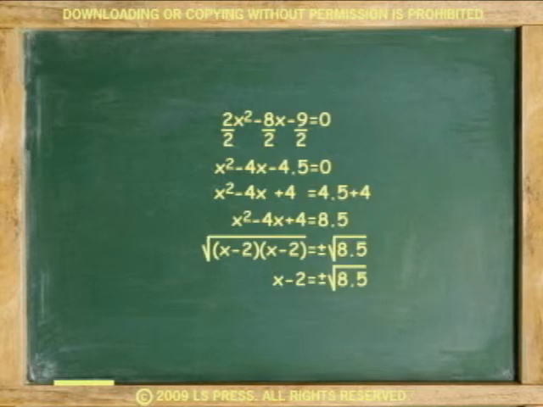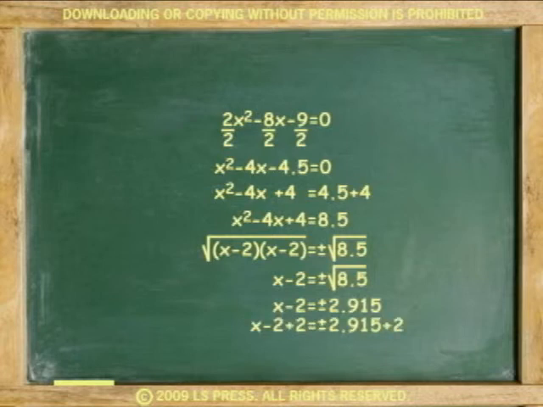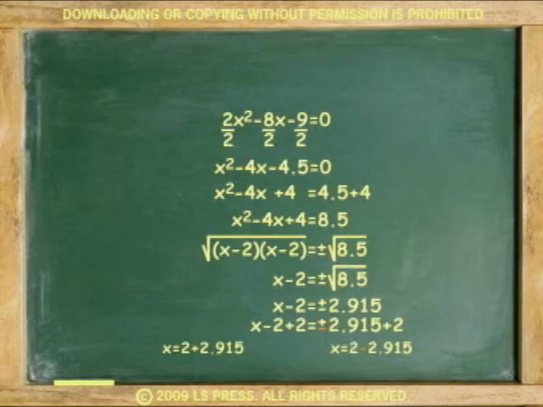x minus 2 equals plus or minus the square root of 8.5, which is 2.915. Add 2 to both sides to move the negative 2 to the right. x has two values, 2 plus 2.915 and 2 minus 2.915, or x equals 4.915, x equals negative 0.915.